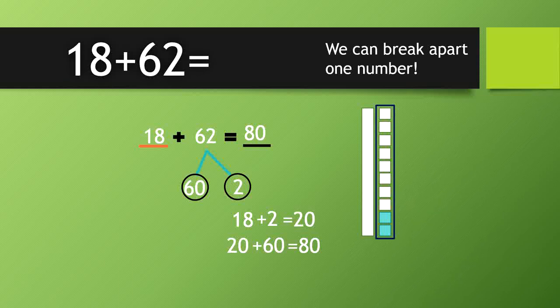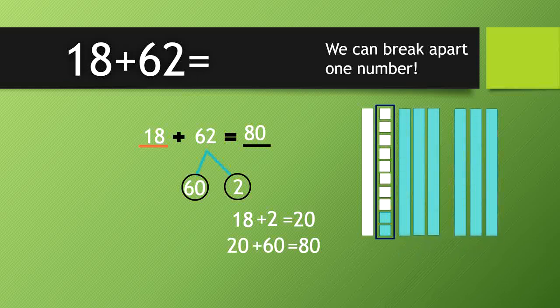Then, to my 20, I needed to add 60. So let's do that in my picture too. Here's 6 more tens. Since I drew it out in 5 group rows again, I can easily see 5 tens and 3 tens makes 8 tens. And that was my answer, 80.